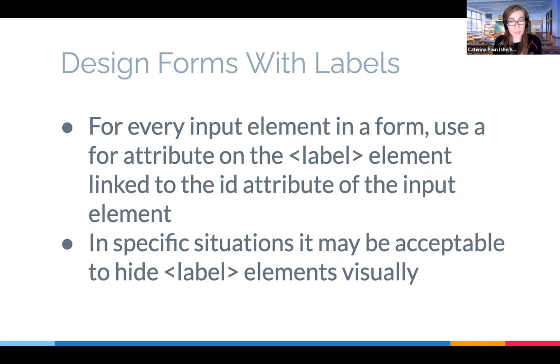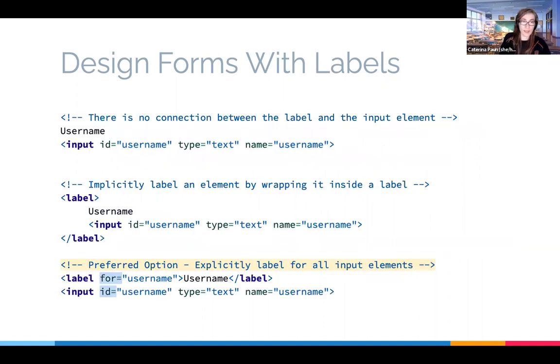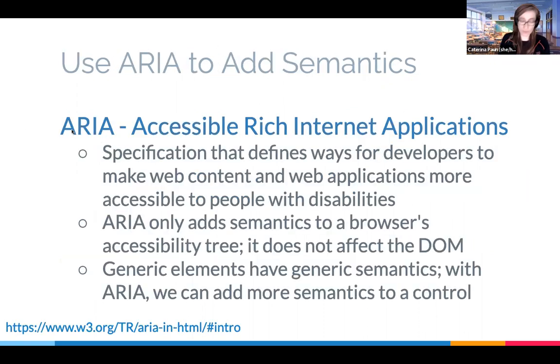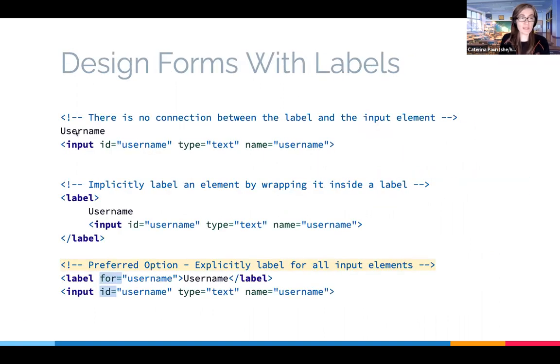In specific situations, it may be acceptable to hide the label elements visually, because maybe it's not necessary to have that label displayed, but you still want to have it in your code. In terms of this labeling, you'll see this in code, but you have something like this, where you have username and then input ID username, type text, name username.